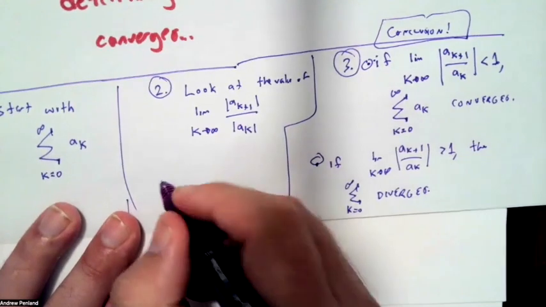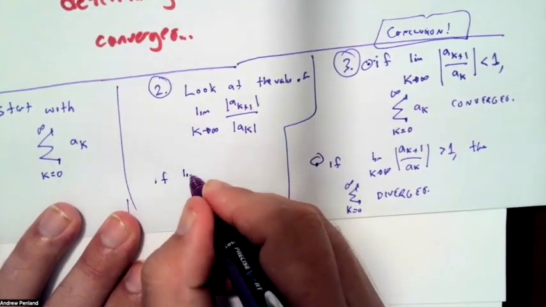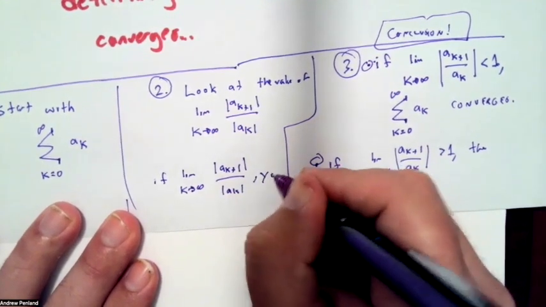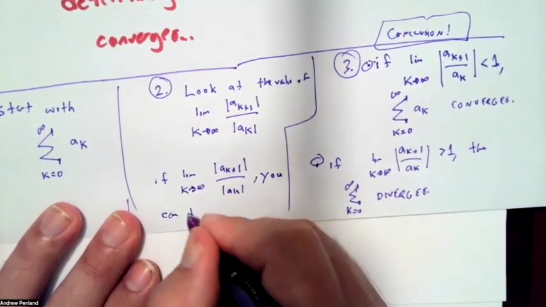Both of the other cases give you a definitive conclusion. Well, let's just go ahead and say that if that limit is equal to 1, you can draw no conclusion. You should use a different test.